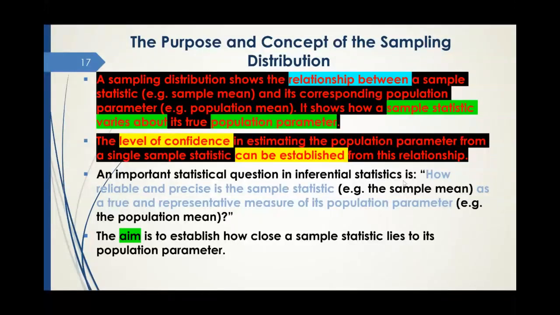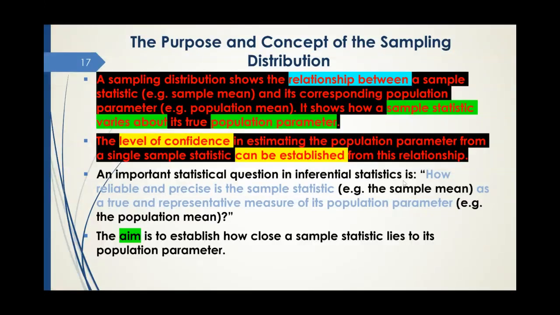Then here, level of confidence. We're saying, how confident are we in our estimations? Okay, so when we are talking level of confidence here, they're saying the level of confidence in estimating the population parameter from a single sample statistic can be established from this relationship. Usually, if you guys were doing some statistical work, they would tell you the level of confidence that they want you to do this exercise or analysis on.